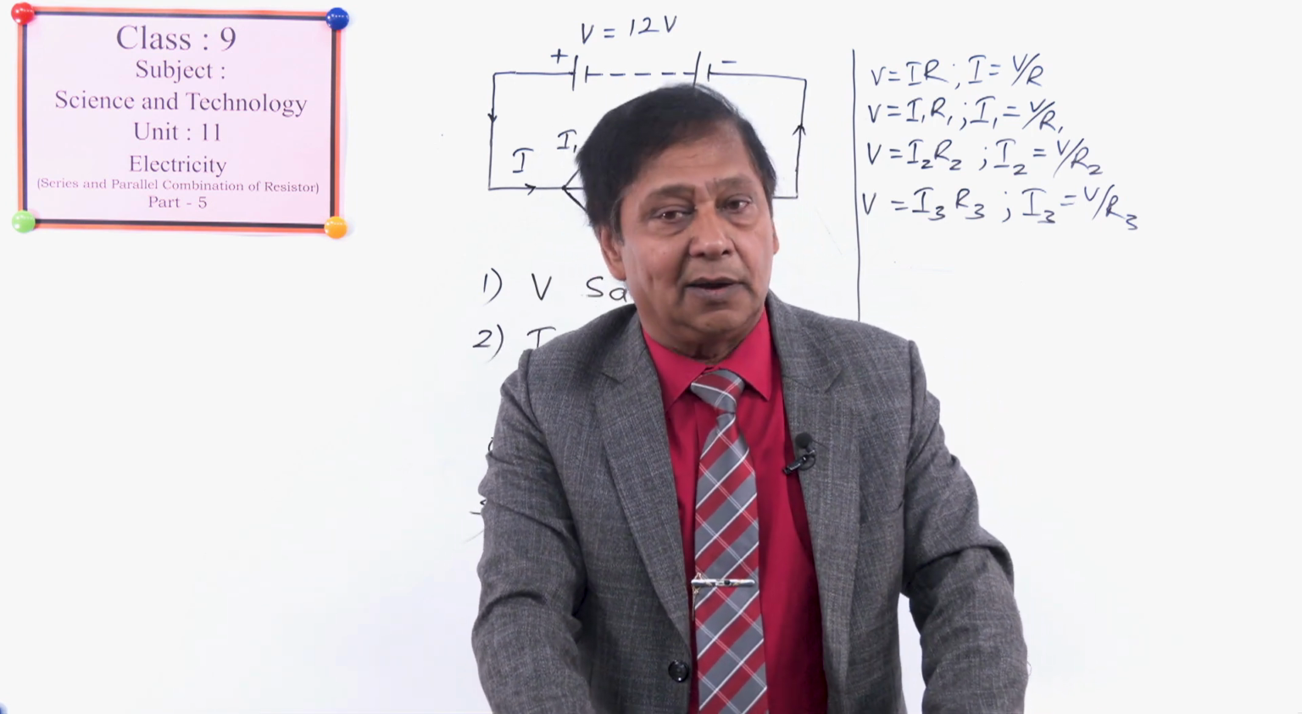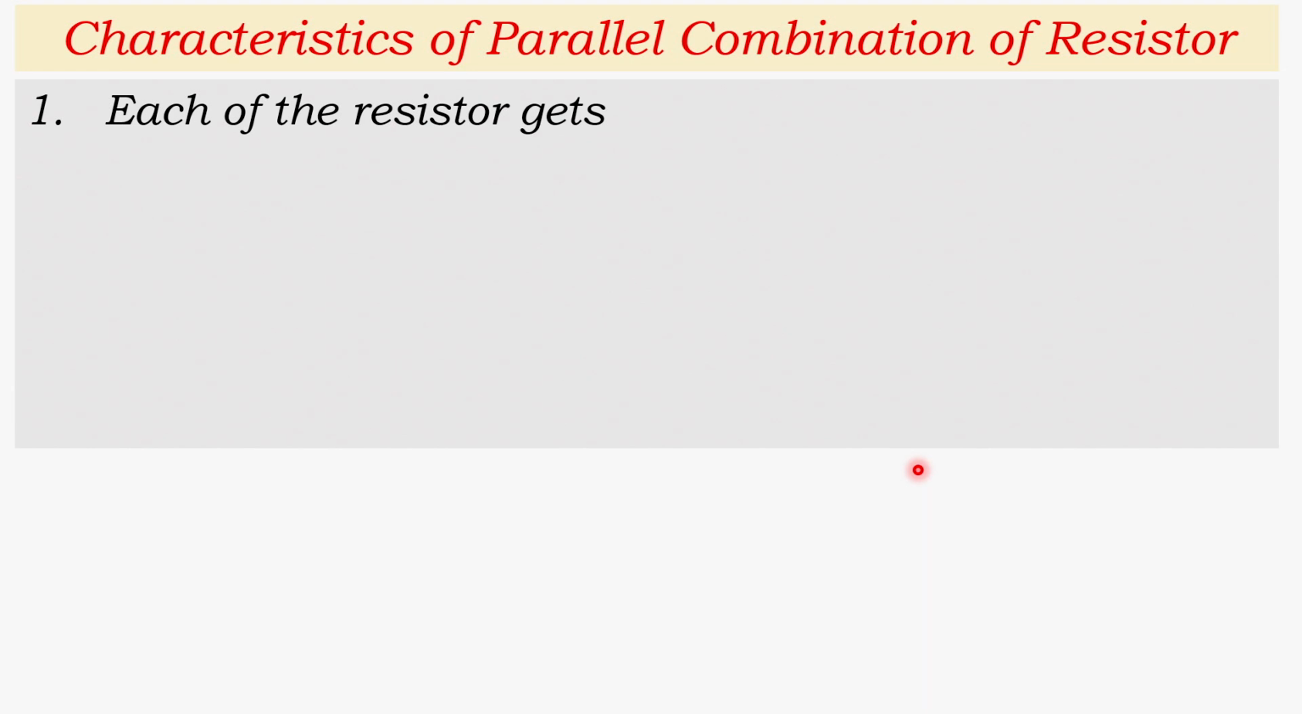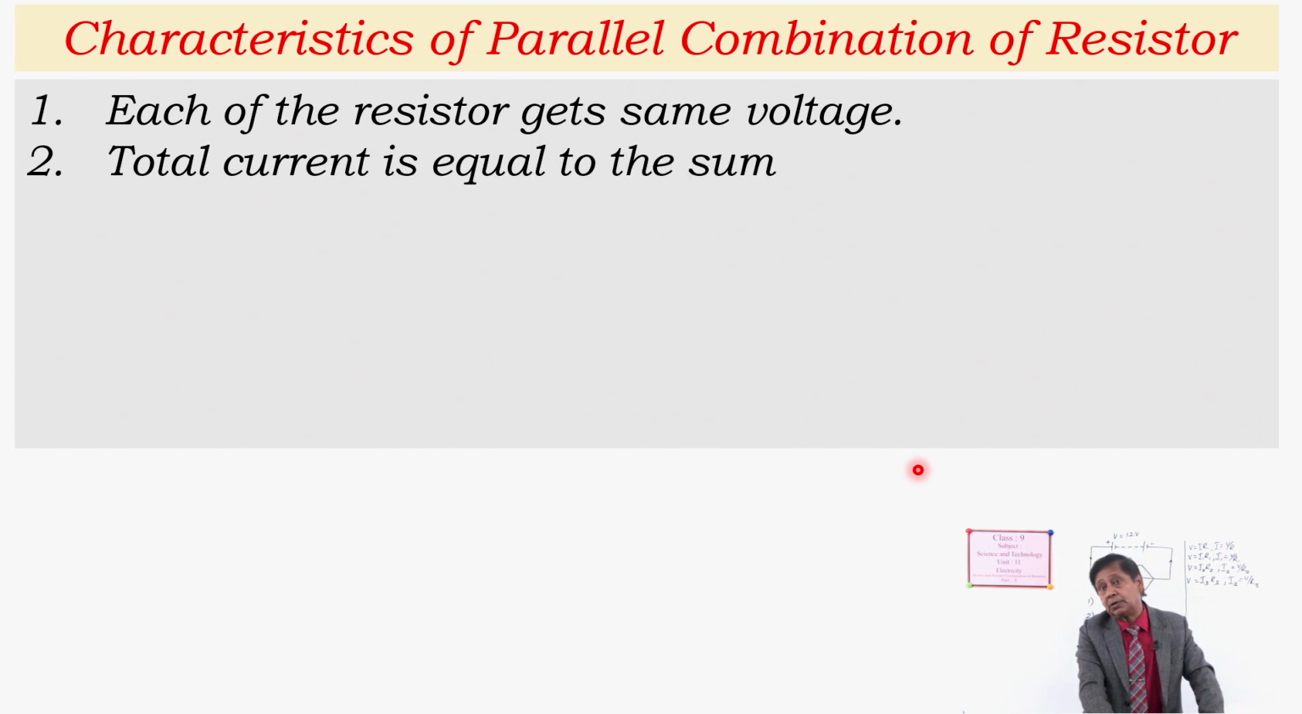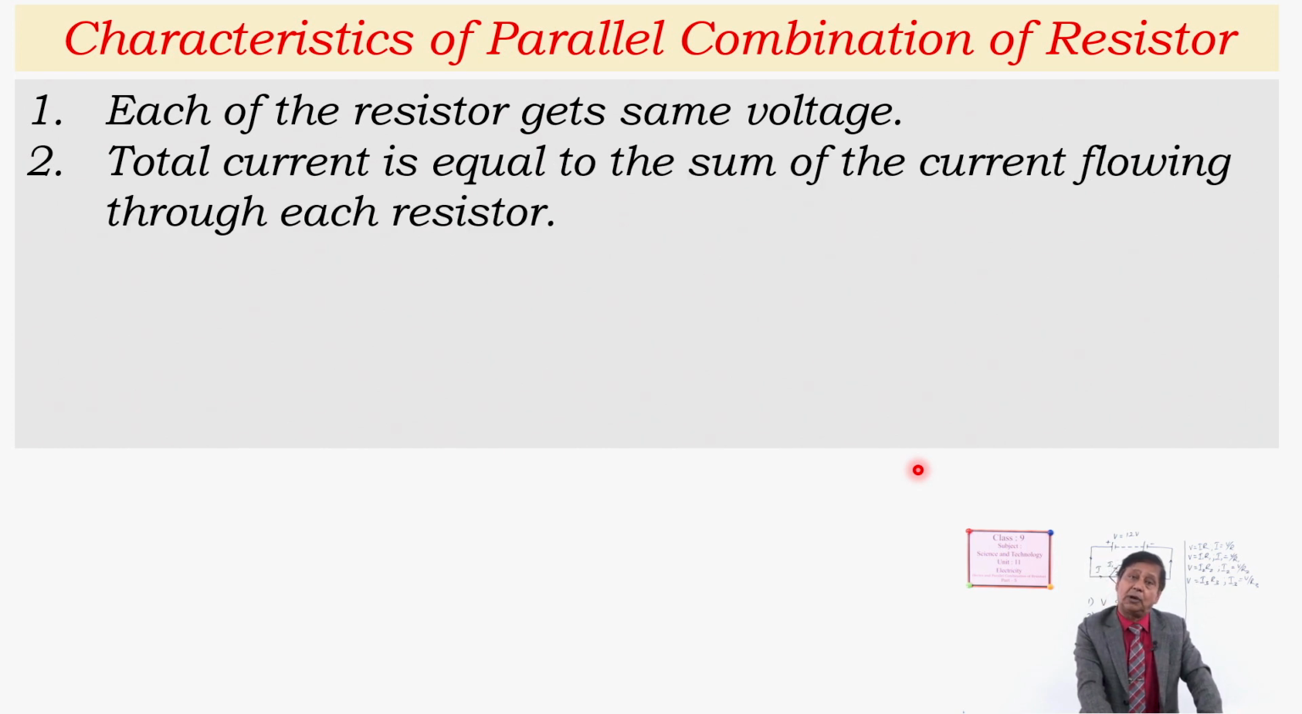This characteristic can be represented this way in sentence. Characteristic of parallel combination of resistor. Each of the resistor gets same voltage. Voltage is same. If 12 volts supplied, each of them gets same 12 volt. In household circuit, 220 volts supplied and each of the appliance gets same 220 volt, means per coulomb charge 220 joule energy is supplied, and all the appliances are designed in such a way that they run with 220 joule per coulomb charge.